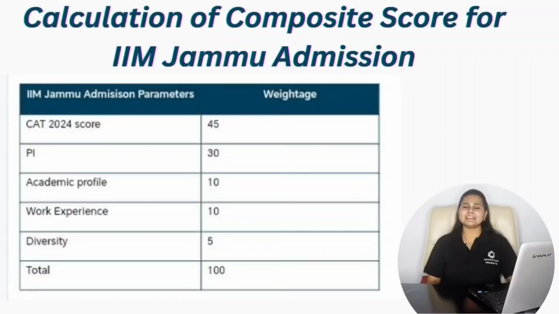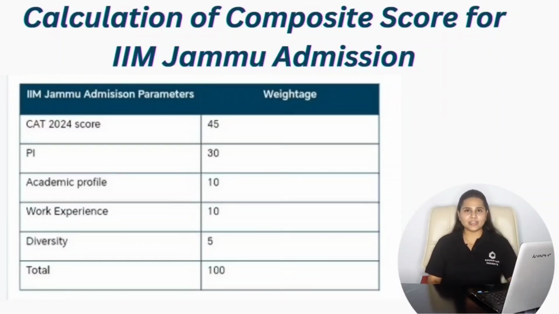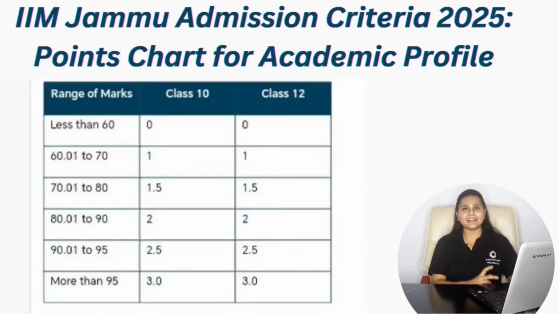Now if we consider the selection criteria for the Indian Institute of Management Jammu, 45% weightage is given to your CAT 2024 score, 30% to the personal interview, 10% to the academic profile, 10% to work experience and 5% to diversity. In the IIM Jammu admission criteria, your class 10th and 12th marks have some weightage, and on the basis of the percentage there is some rating score.